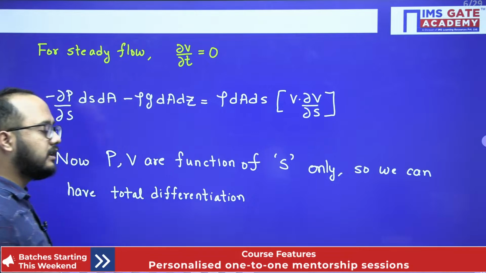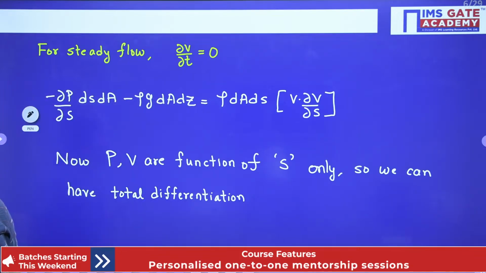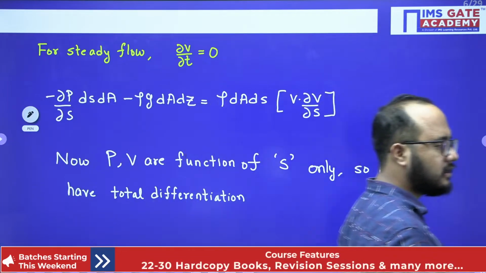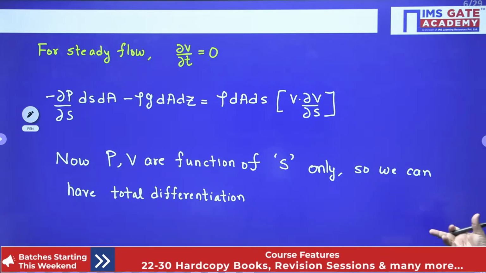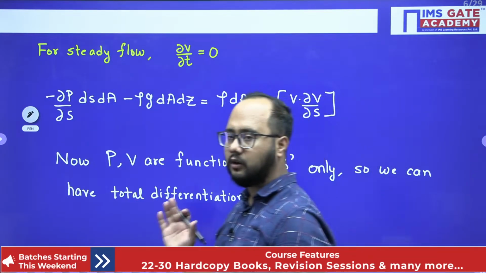We can have a total differentiation instead of the partial differentiation, right? Any doubts in this point? Because that is what the basic mathematics is, right? This much mathematics is what is required.